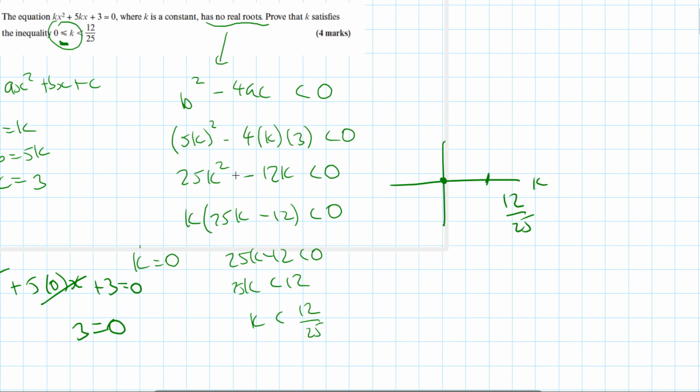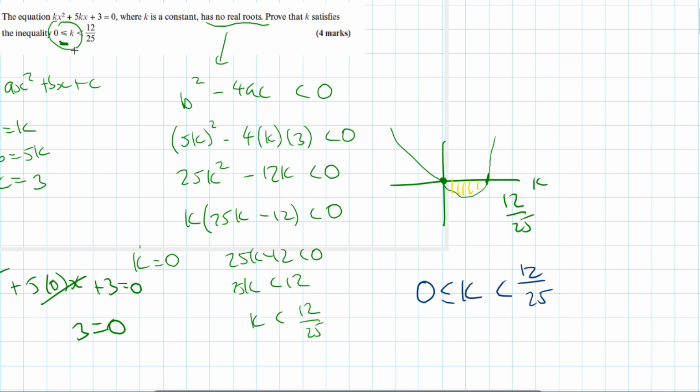In this case here, instead of x, we have k, so therefore we can draw this, and when we're trying to find the values whether it's below the axis, that's where we can get our inequality of where 0 is less than or equal to k, which is less than 12 over 25.